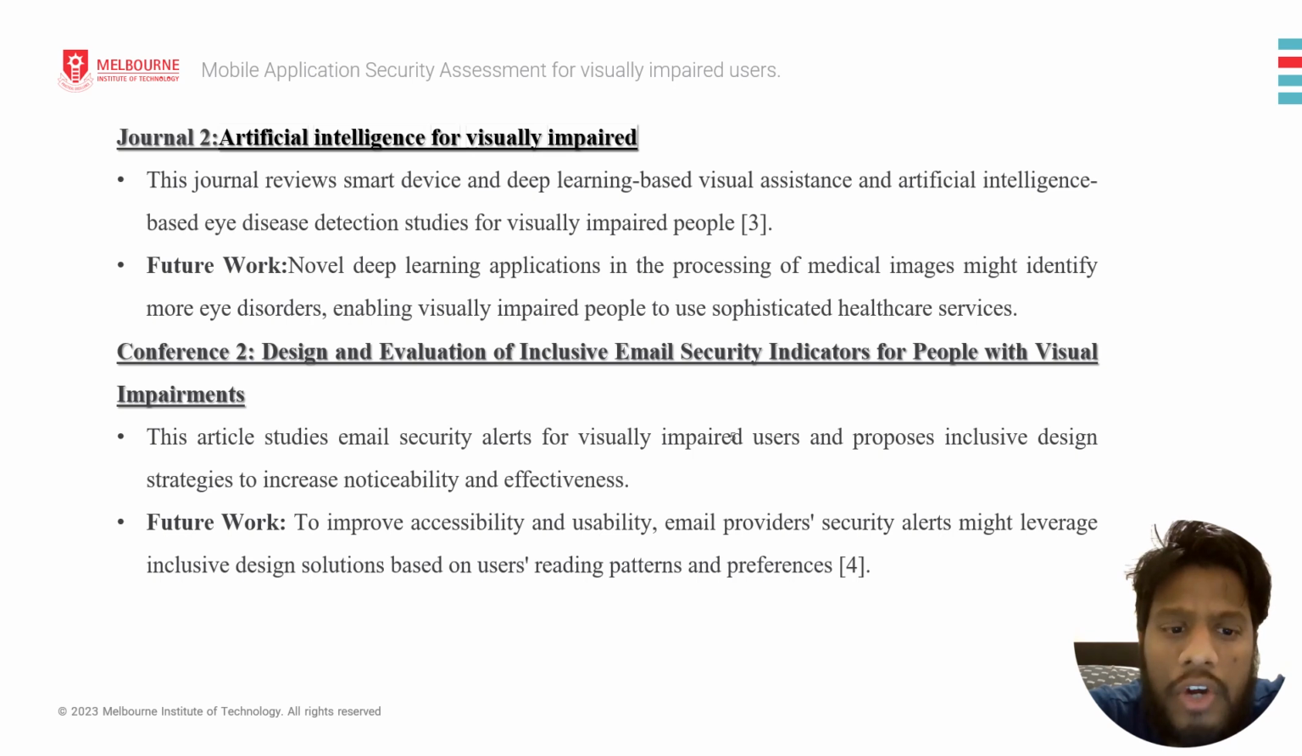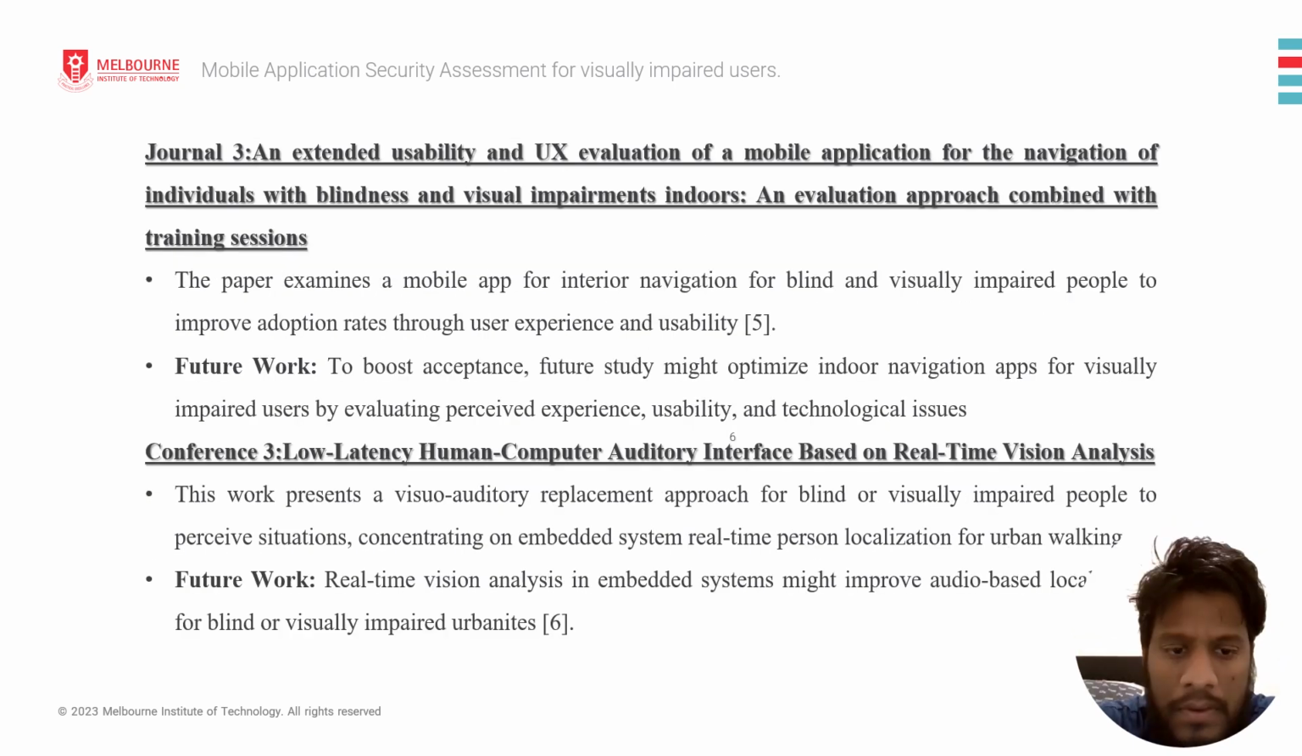And coming to Journal 2 and Conference 2 papers, future study might use deep learning to diagnose more eye problems, improving healthcare for visually impaired people. Inclusive design might also increase email security, visibility, and efficiency. These are my Journal 3 and Conference 3 papers.